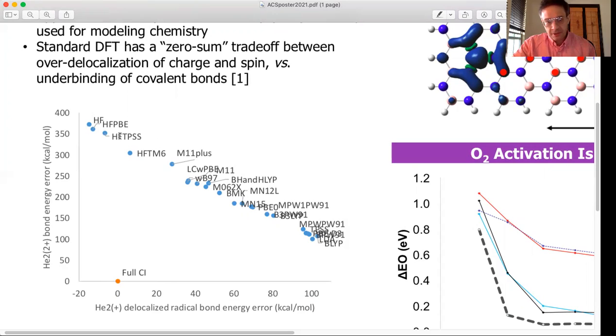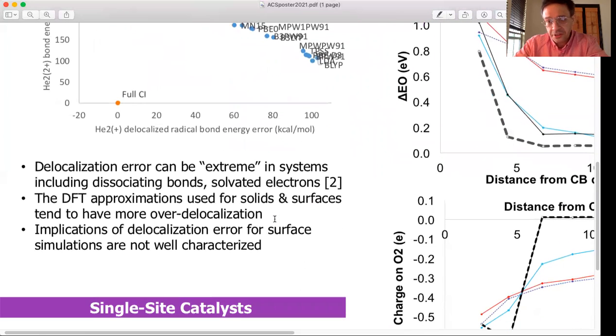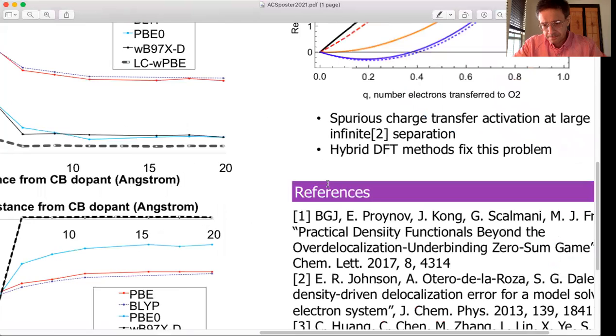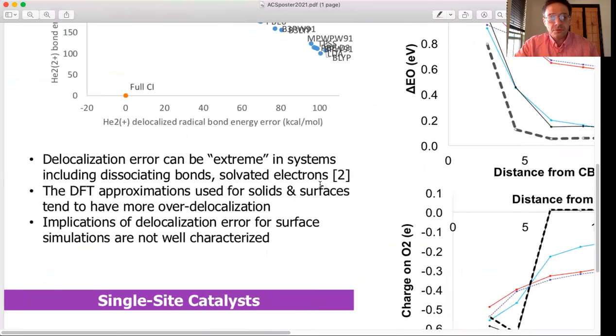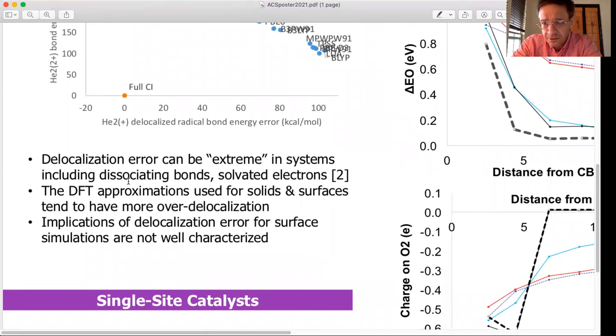This is a bunch of different well-known DFT methods. The better you get for delocalized radicals, the worse you get for covalent bonds. And this has shown up in a lot of places. There are some examples of extreme delocalization error. There's a nice paper that I cite here by Otero de la Rosa, Johnson, and Dale, who demonstrate that for a solvated electron model.